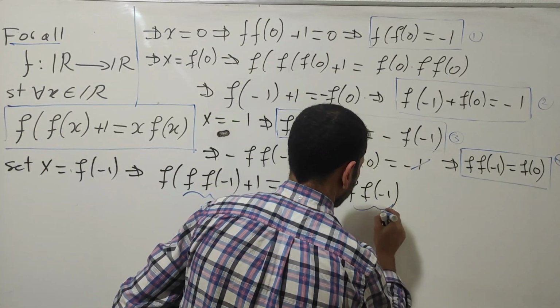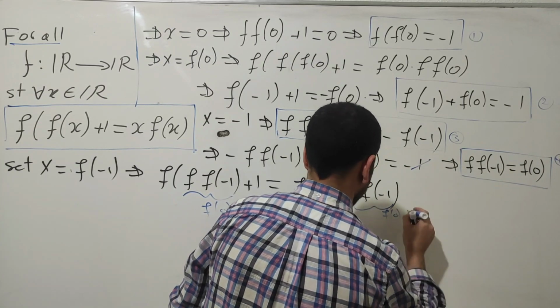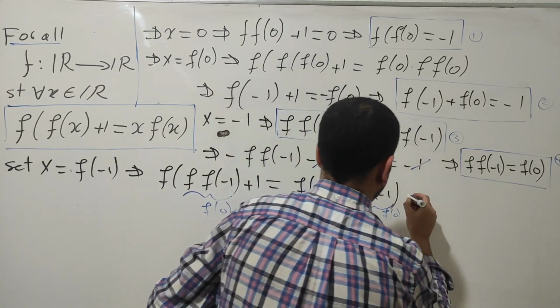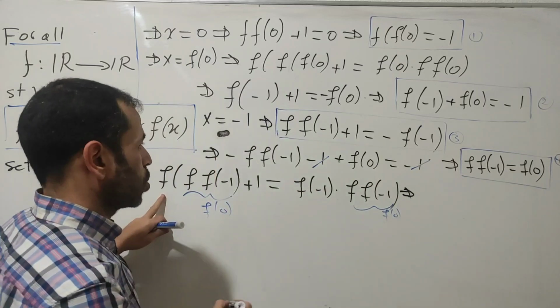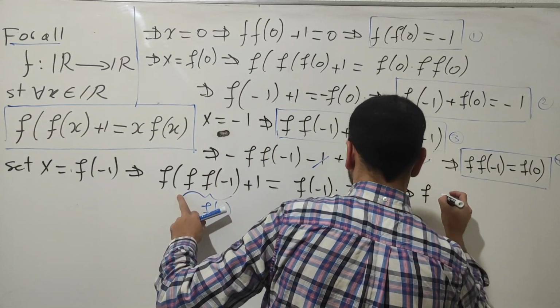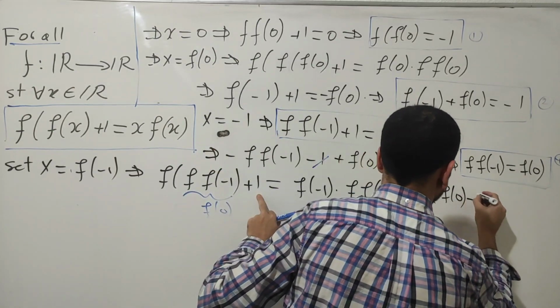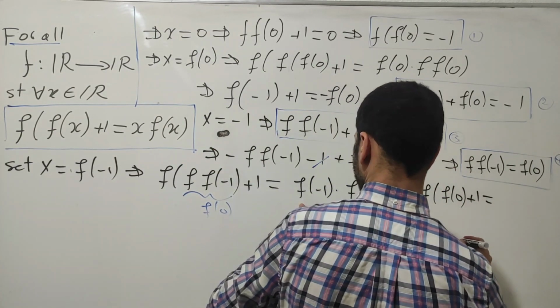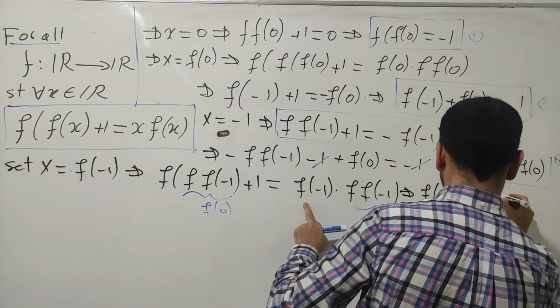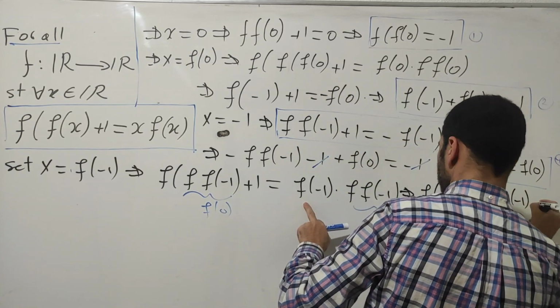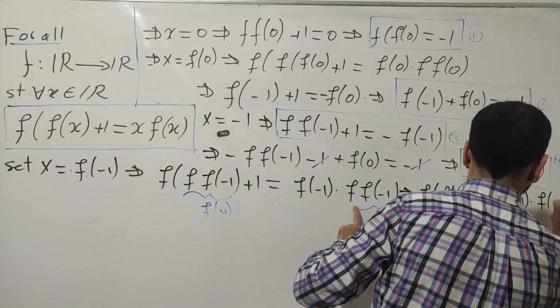Also, this one is going to be replaced with f of 0. So I will have a nice reduction here. So I will have f of 0, which is this one, plus number 1, which equals f of minus 1 is multiplied by f of 0.